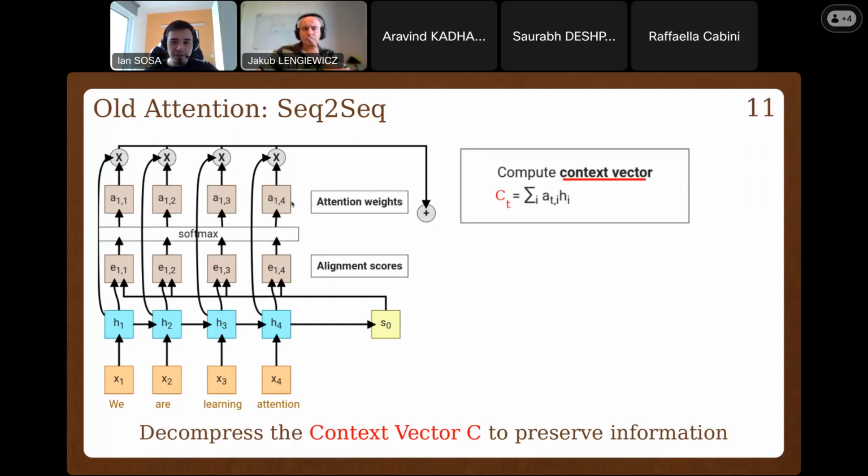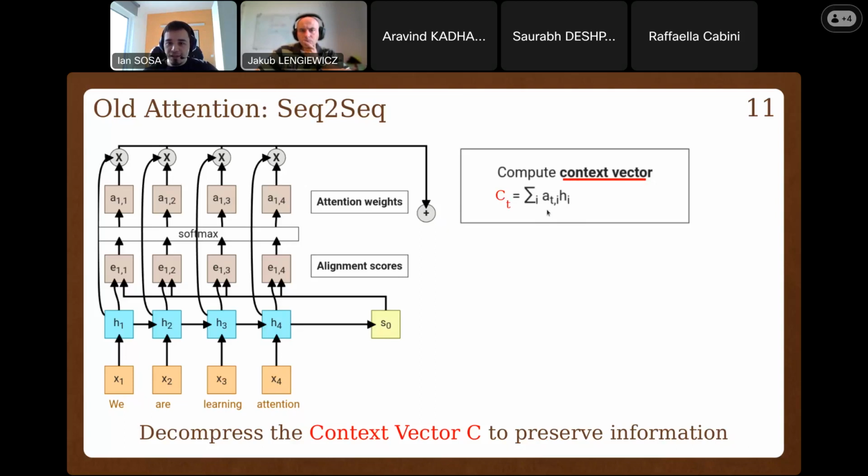So now that we have the attention weights, the next thing that we do is we multiply each attention weight by its corresponding hidden state of the encoder. So we multiply A14 by H4, and the same thing for all of the attention weights, and we sum them all up, following this formula here, which is the formula for the context vector. And this is the new way of computing the context vector.